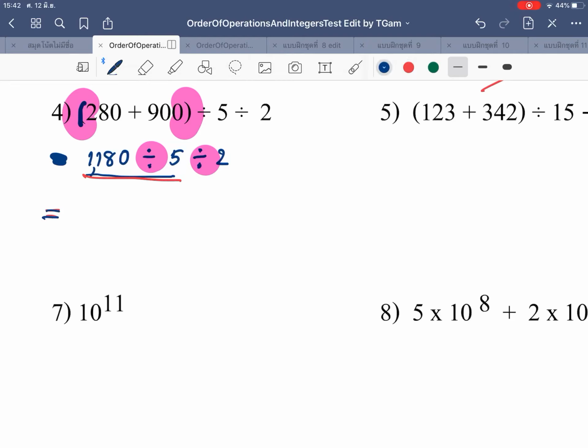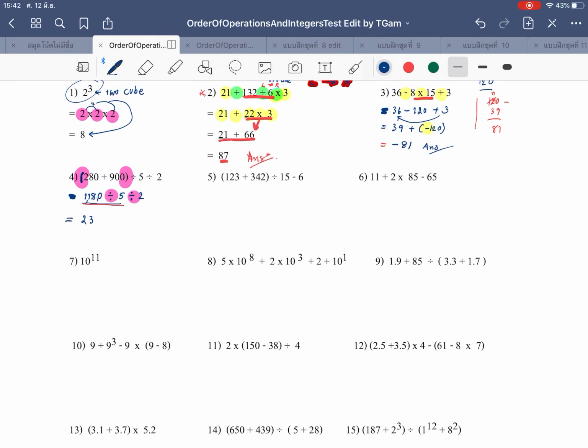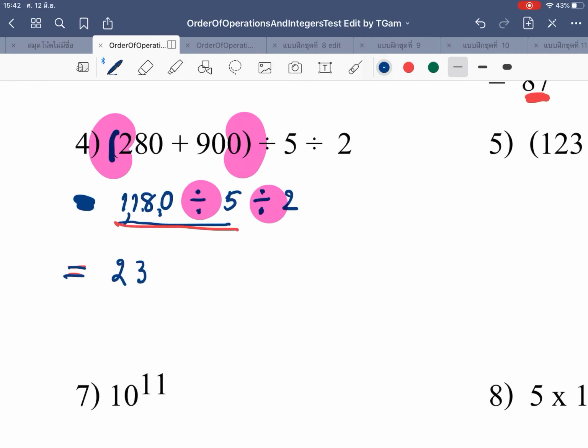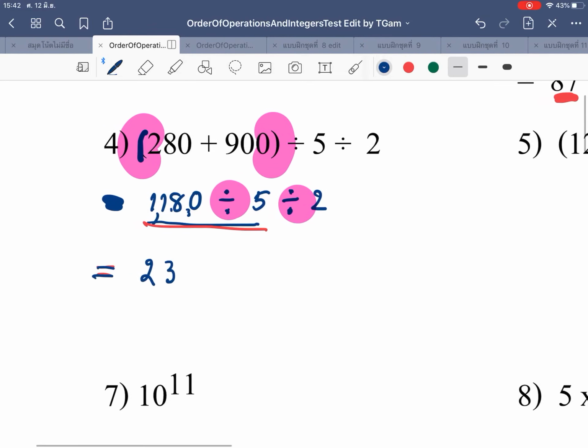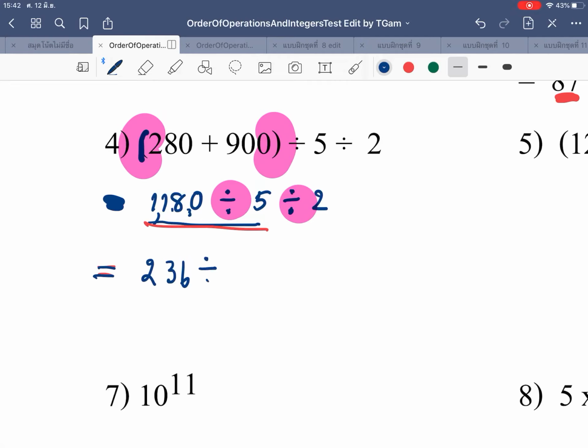Think about the solution. 1180 divided by 5. 11 divided by 5 is 2, carry 1, that is 3. Then 80 minus 15 is 3, so you have 30 left. 30 divided by 5, sorry, I mentioned the wrong number. 30 divided by 5 is 6.